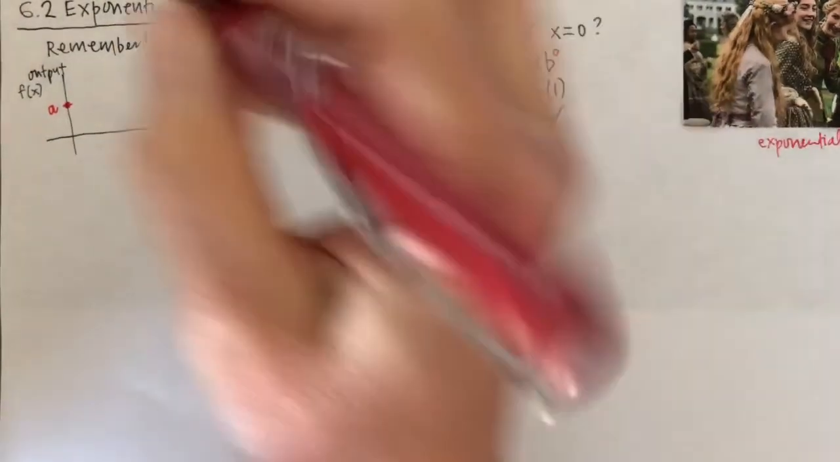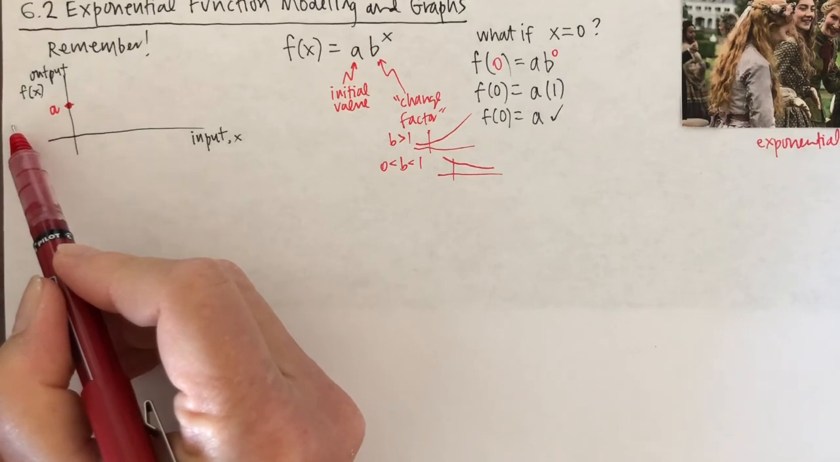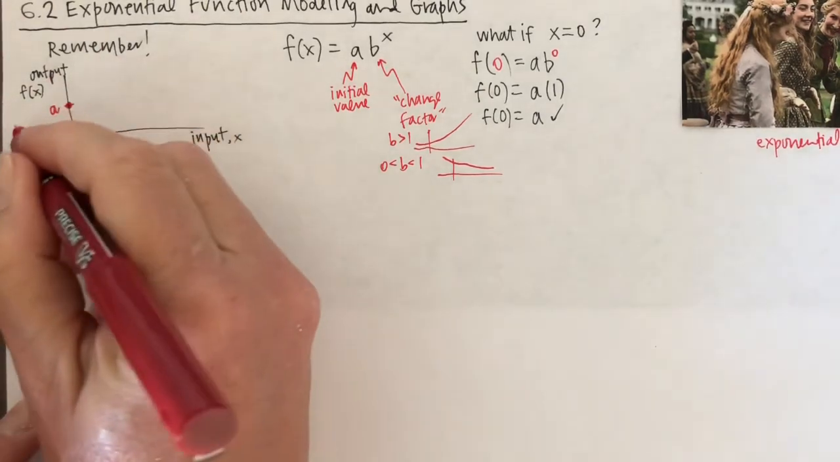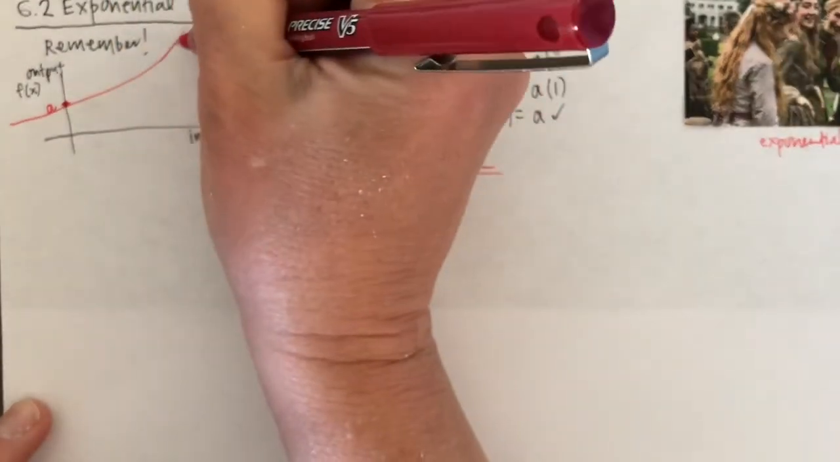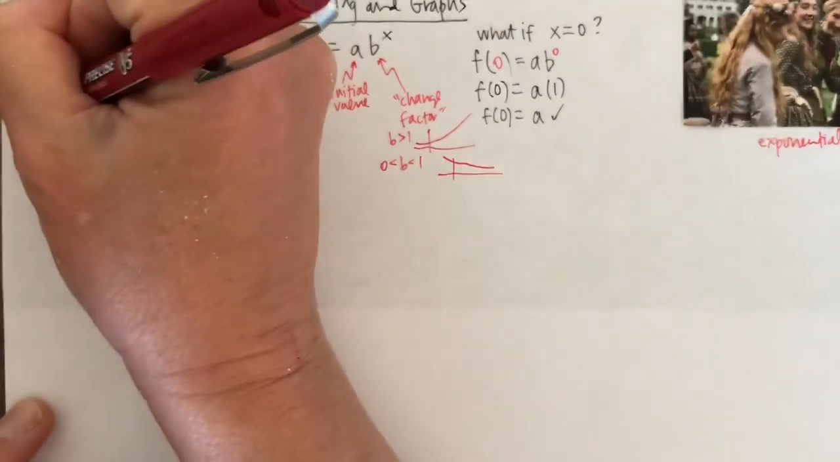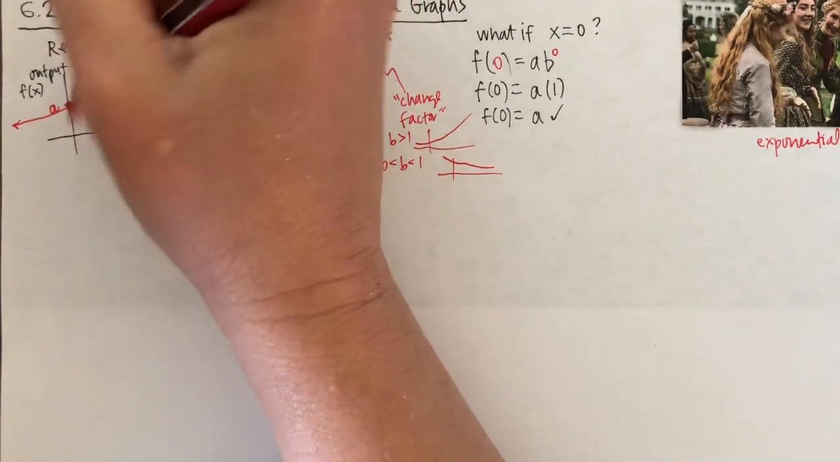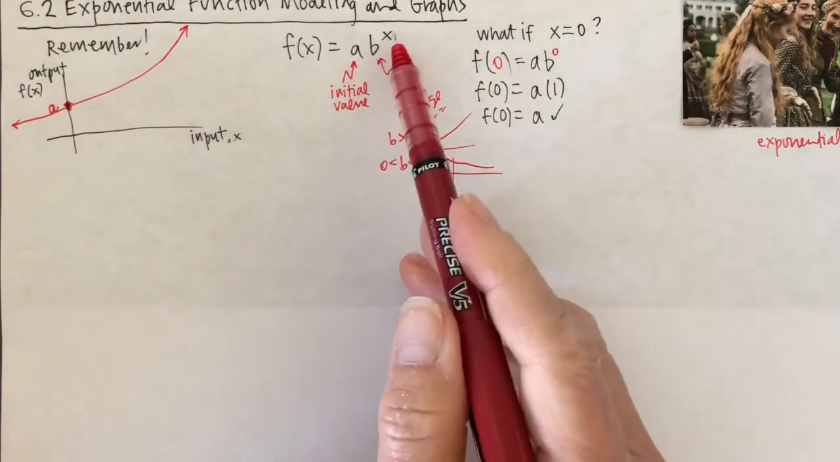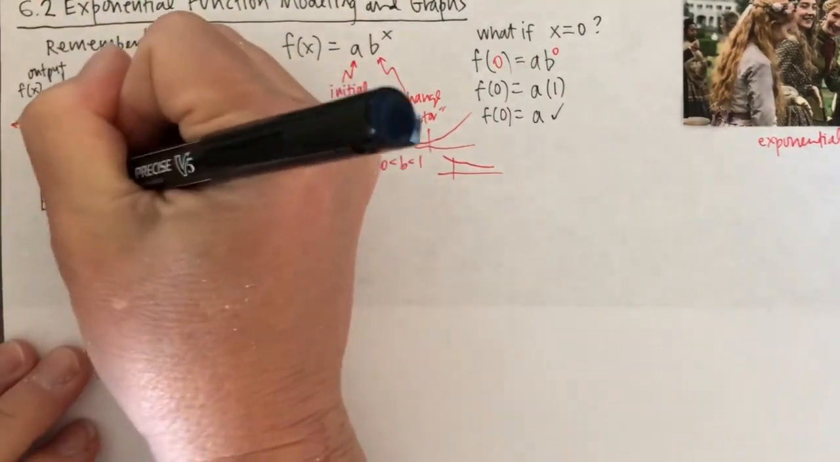Oh, before we do that, for this, pretend that our b was greater than 1. Our function would grow exponentially like that. But the function is always going to hit the vertical axis at a because of all of this right here.